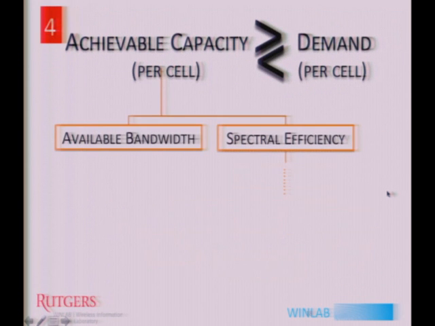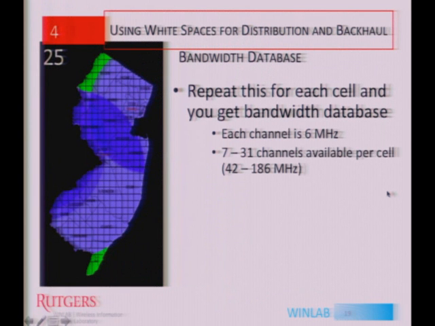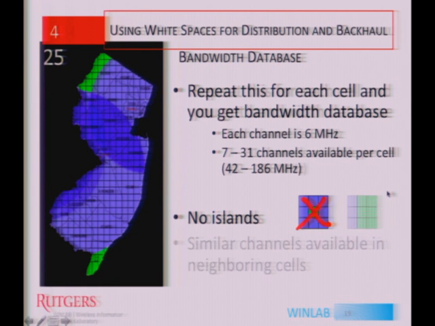So first, the achievable capacity. To calculate it, we have two elements: the available bandwidth and the spectral efficiency. For the available bandwidth, we have our database, where we have 7 to 31 channels per cell, so we know exactly how much bandwidth in megahertz we have available. An interesting point is that we don't have any islands, so we don't have a cell that only has a couple of channels that no neighboring cell has available. That would make the channel useless because we can't actually transmit anything. On the other hand, we have similar channels available in neighboring cells, which gives us interference if we want to use those channels.